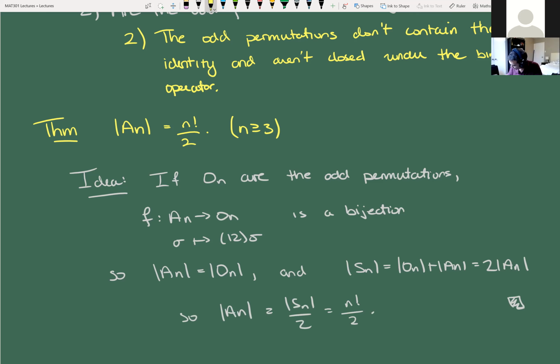Again, the only part here that requires a little bit of checking is that this is a bijection. It's evident, I hope, that if I give you an even permutation and multiply it by another transposition, then it becomes odd. So certainly this function is well defined. And then all you have to do is convince yourself that it is in fact a bijection, and the rest of the proof is immediate. Okay, any questions?